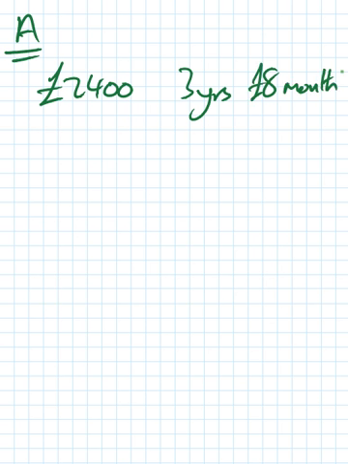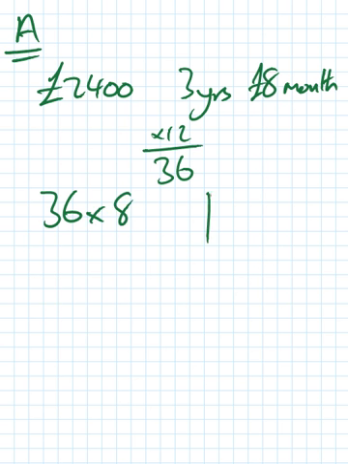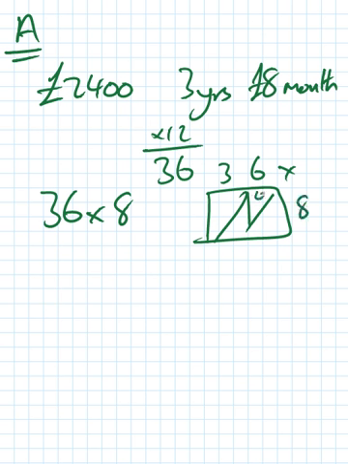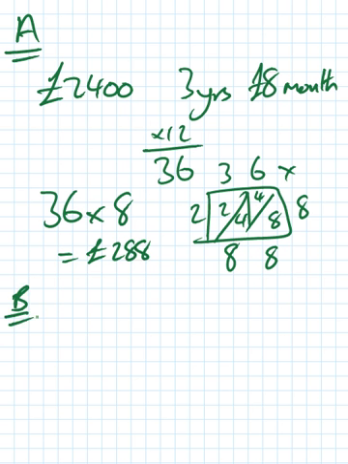So which is the better investment? We've got 3 years, we'll times that by 12 to get months, that's 36 months. So it's then 36 times 8. There are different methods to work this out. I personally prefer the Napier's bones, I call it. So 6 times 8 is 48, 3 times 8 is 24, 4 and 4 is 8, and then 2. So this then gives us £288.